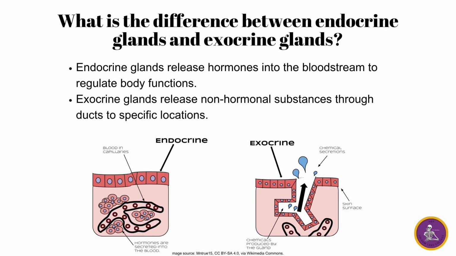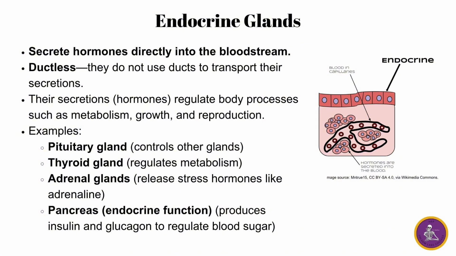What is the difference between endocrine glands and exocrine glands? Both are derived from epithelial tissue, but they differ in their mode of secretion and their target.